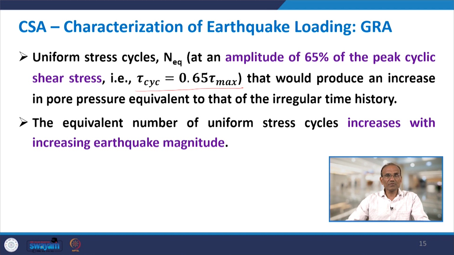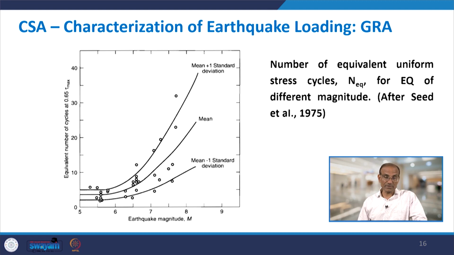The equivalent number of uniform stress cycles will increase with increasing earthquake magnitude. So, on one side you put uniform cycles, and for the uniform cycle you simply multiply the maximum value by 0.65. But on the other side, how many cycles need to be considered depends on the magnitude of the earthquake. By Seed et al. 1975, the number of equivalent uniform cycles, N equivalent, for earthquakes of different magnitudes is given in this figure.